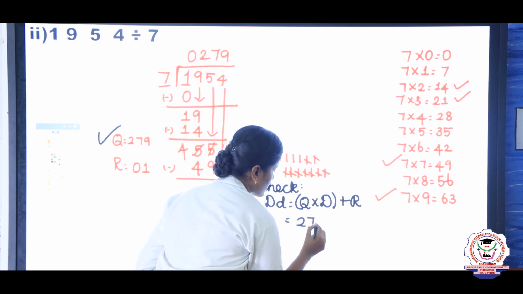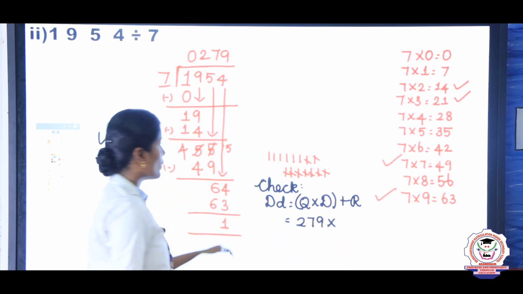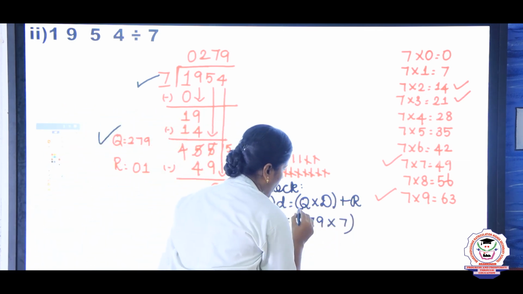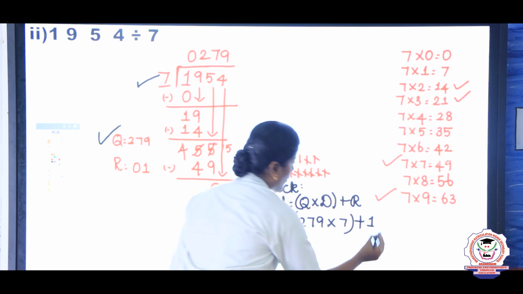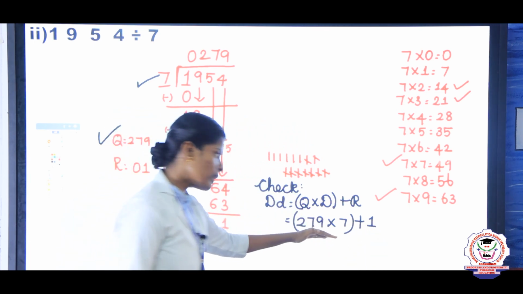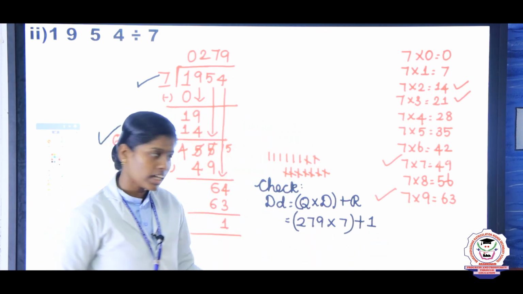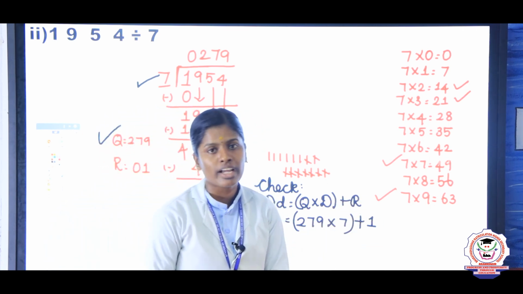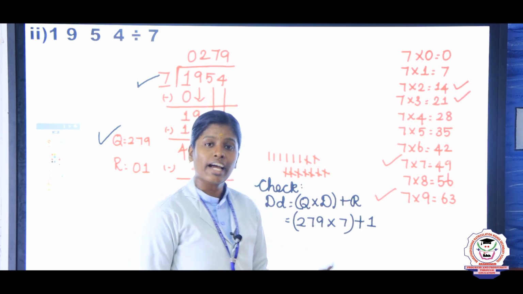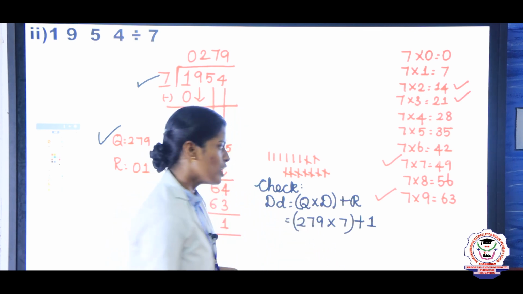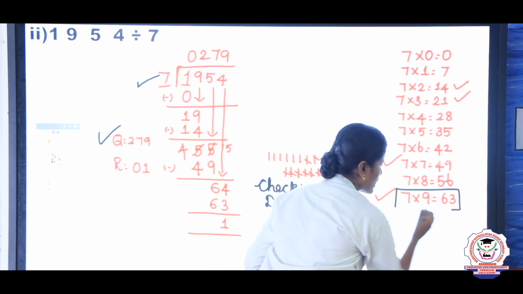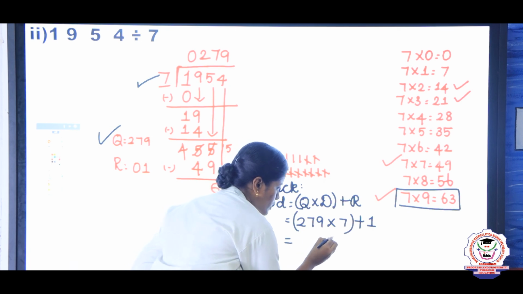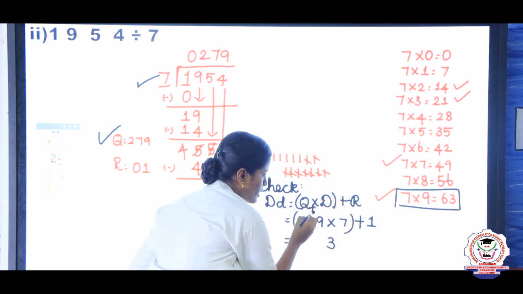Write 279 multiplied by the divisor. The divisor value is 7. Write 7, and then the remainder value is 1. Now take 7 and multiply by each digit: 7 9s are, 7 7s are, 7 2s are. Now tell me, Krish, what is 7 9s are? The answer is 63. Here we got a 2-digit number, 63. Write the 3 under the 1's column, and the 6 will go in the 10's column.